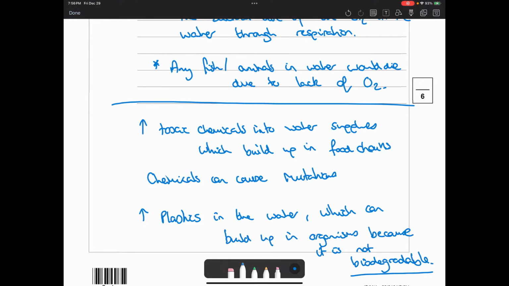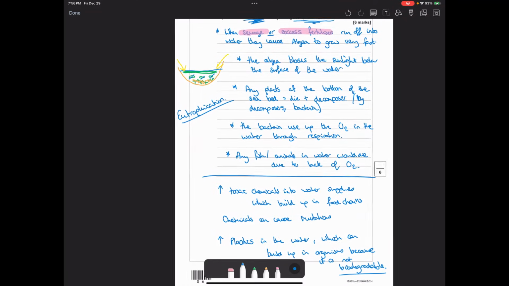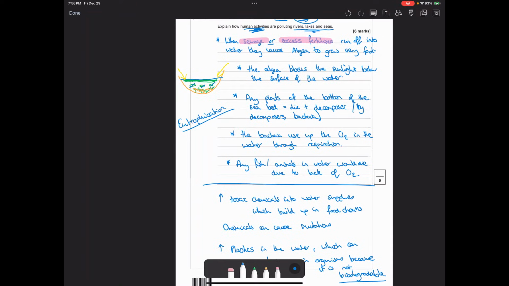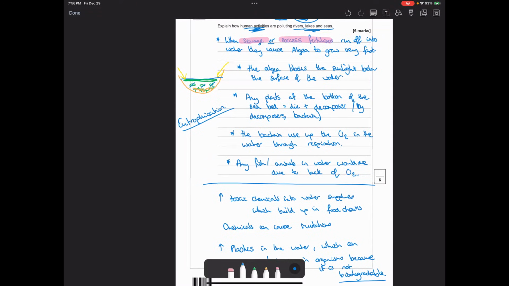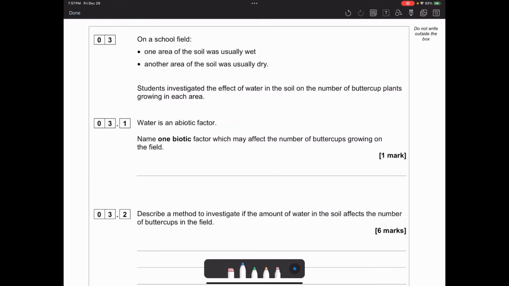Okay, so slightly more general points there, but I think the key one, and allows you to tick a lot of boxes, is the eutrophication answer. And that's just one question here, question 2. Okay, question number 3 then.